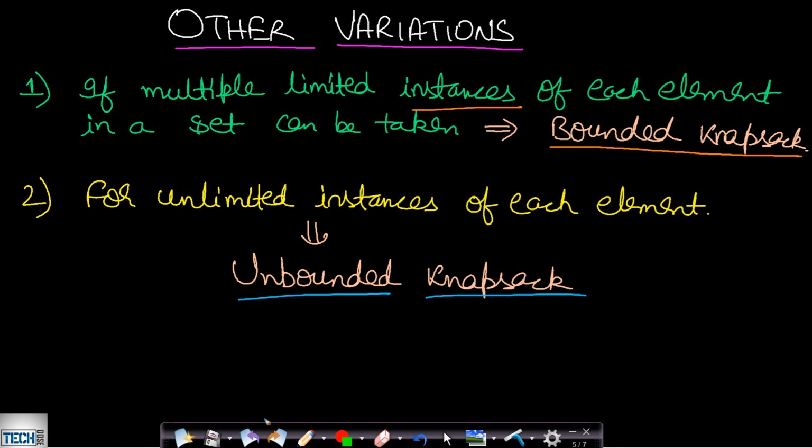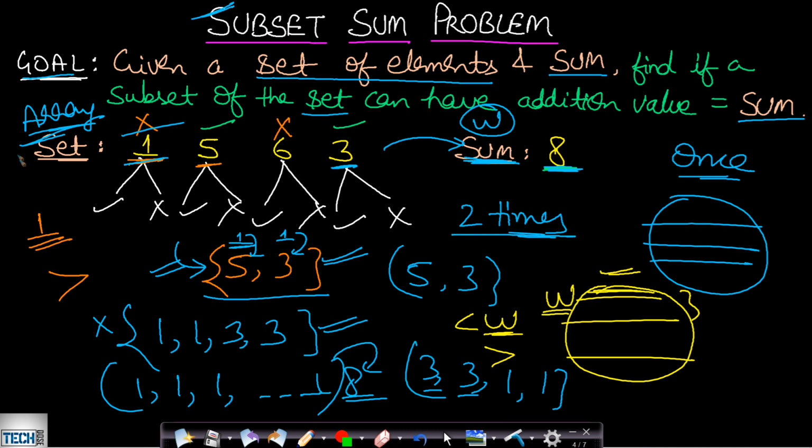I hope you are able to differentiate between 0-1, bounded and unbounded knapsack. Only the constraint will define what type of knapsack it is. And for a knapsack problem, you will be given an array, a set or something very similar, and you will be given a value W. So these two will be present most of the times.